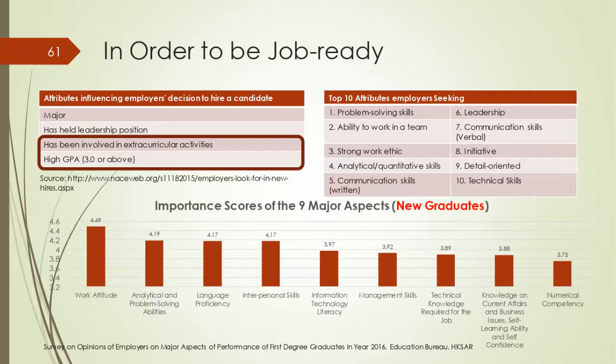From some global survey, as well as the survey in Hong Kong, these two surveys are quite matched to each other, that the employers are looking at new graduates for, for example, whether they have participated in the extracurricular activities more than the concern about their GPA. And the top 10 attributes are those soft skills that I have just mentioned. For example, problem solving skill, leadership skill, ability to work as a team, communication skills, ethics. So these are the so-called 21st century competencies.